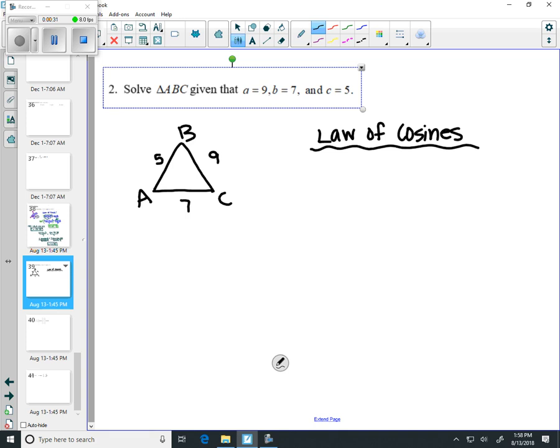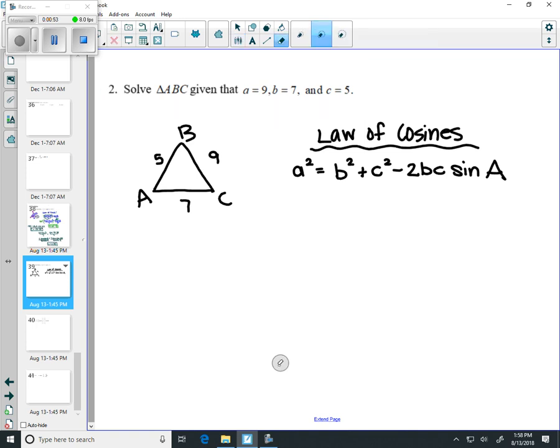So law of cosines looks like this. And really the A, B, and C you can kind of move around as needed. And that should be a cosine, not a sine, because it is law of cosines. So you're copying along with me. Cosine. So a squared equals b squared plus c squared minus 2bc cosine of A.